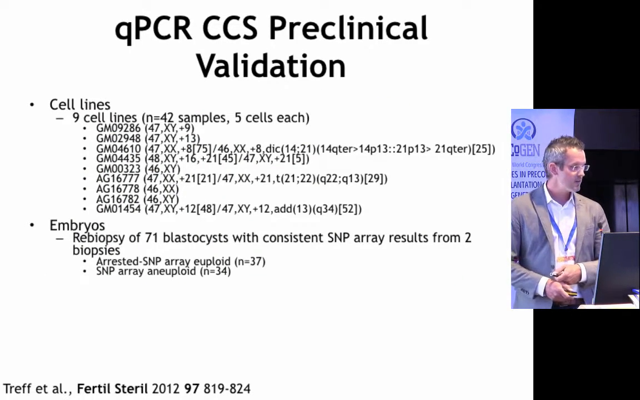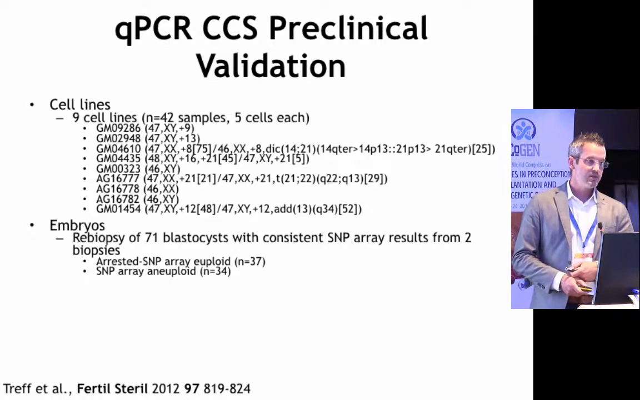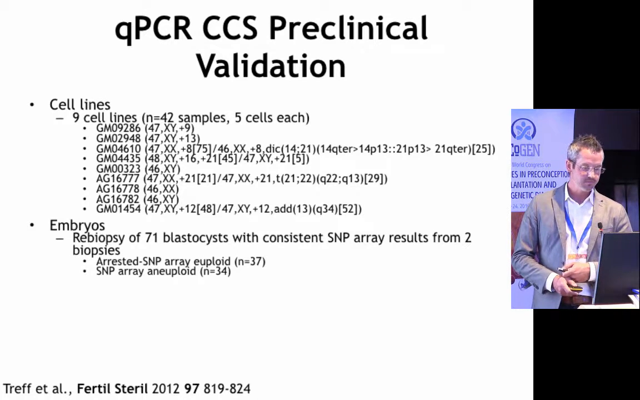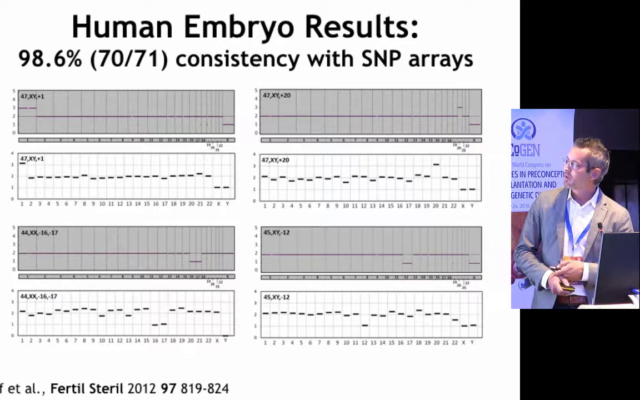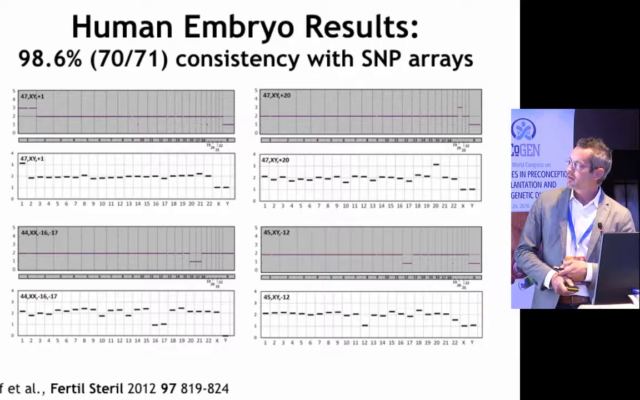Again, preclinical validation involved looking at positive controls using cell lines as well as rebiopsies from embryos that had been tested by SNP array originally. Consistency with cell line karyotypes is shown here. And then within embryo rebiopsies, the consistency, again, shown here.